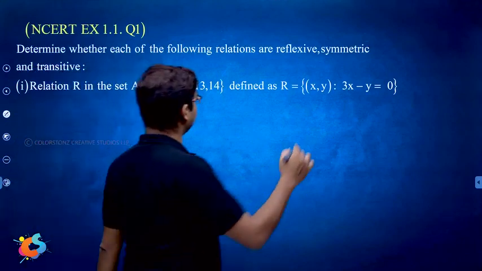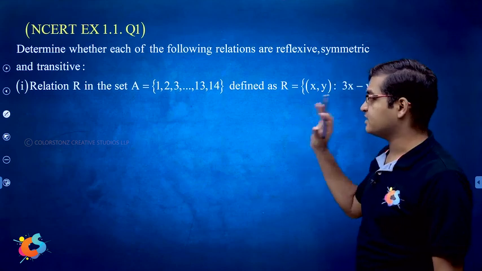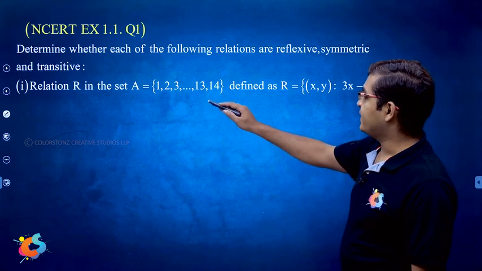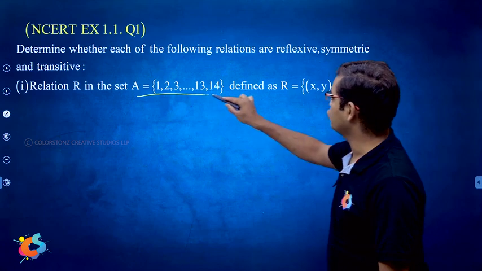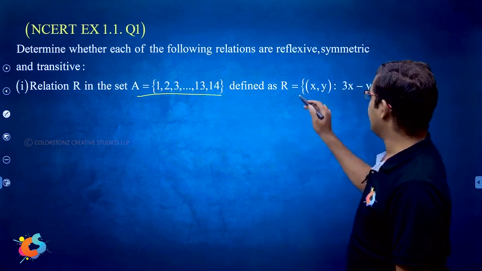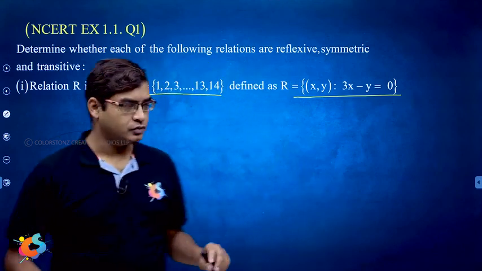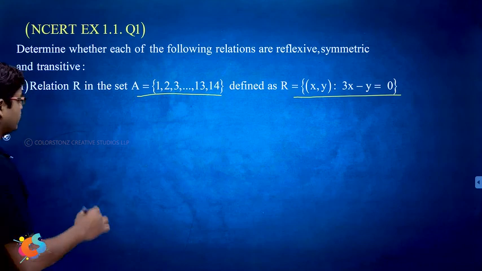Determine whether each of the following relations is reflexive, symmetric, and transitive. That is what we should check for. Now, a relation R is defined on A, which is {1, 2, 3, and so on up till 14}. R is a relation, and the condition is also given. So now we have to check whether it is reflexive, symmetric, or transitive or not.